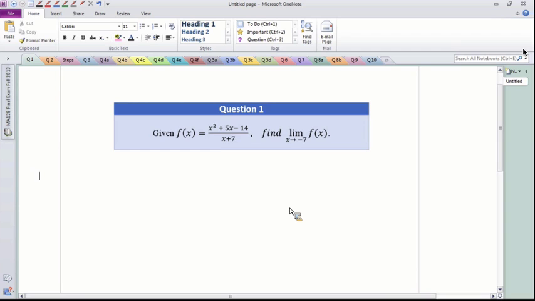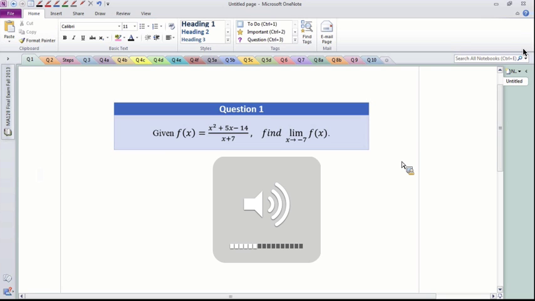So the question says, given f of x is equal to x squared plus 5x minus 14 over x plus 7, find the limit as x approaches negative 7 of f of x. So the first thing we have to do when evaluating limits is to plug in the value for x that the limit approaches. In this case, we have x approaching negative 7. So in our expression, we'll plug in negative 7 for every x in order to evaluate.